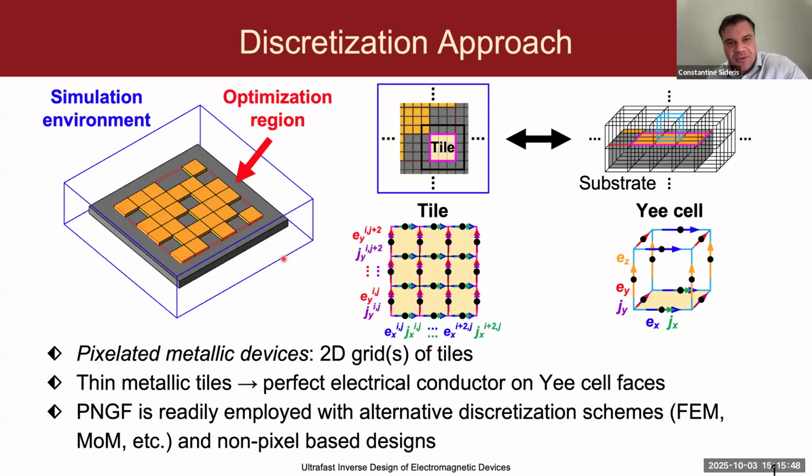Although in one of the examples that I'll show towards the end, we used a method of moments solver, to show that we can also do non-Cartesian tiles and meshes. Electrically thin tiles are modeled as two-dimensional sheets of perfect electrical conductors with this finite difference method. And one thing that I would like to emphasize is that although we're considering pixelated devices due to the ease of modeling and fabrication in the following examples, the PNGF method is applicable with any alternative discretization scheme.